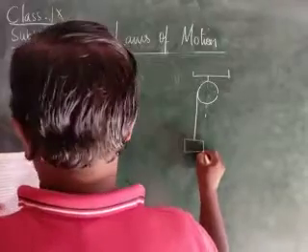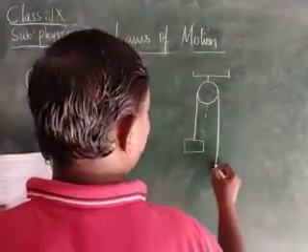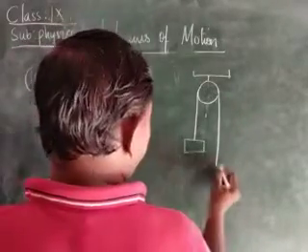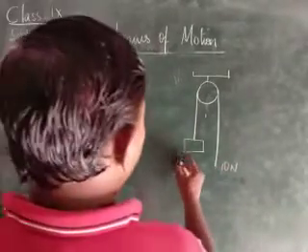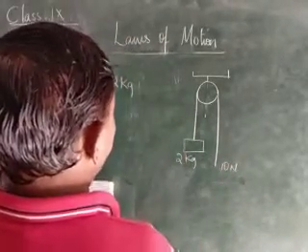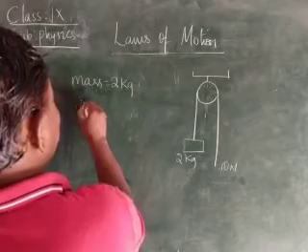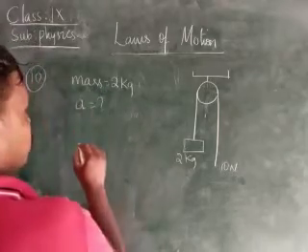A load is given and a person is pulling. Here it is 10 newtons, children, and 10 newtons of force is applied over here. The mass is 2 kg. He is asking to find out the acceleration. Acceleration is equal to how much?